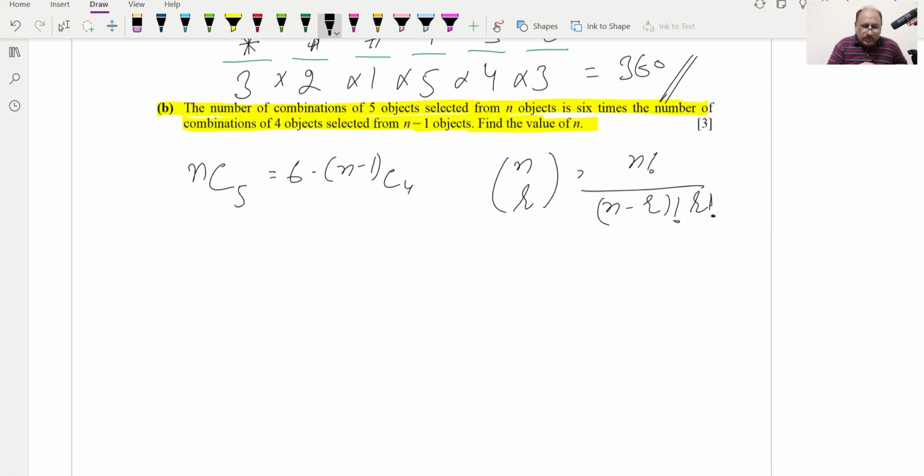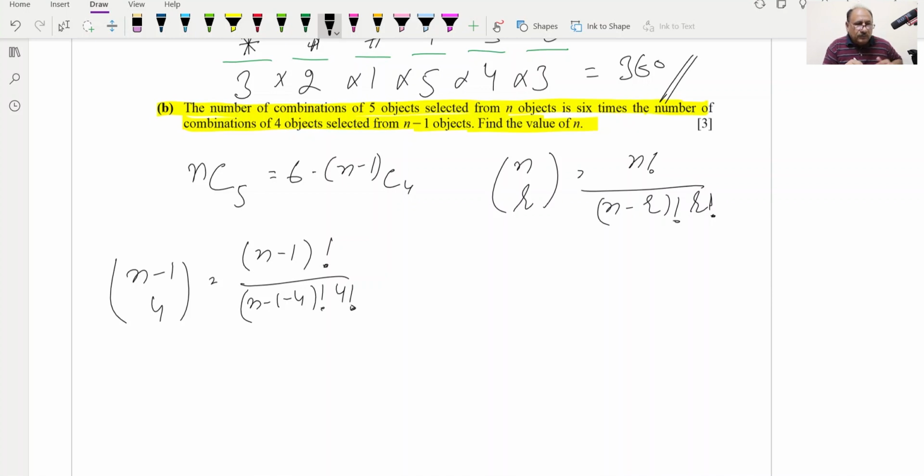So n minus 1 c4 we can write n minus 1 c4 will be what? This will be equal to n minus 1 factorial. By this formula we can write n minus 1 factorial over, this will be n minus 1 minus 4 factorial and 4 factorial. So this one will be equal to n minus 1 factorial over, n minus 1 minus 4 will be what? It will be n minus 5. So n minus 5 factorial.